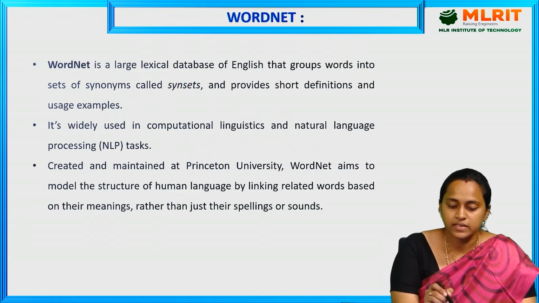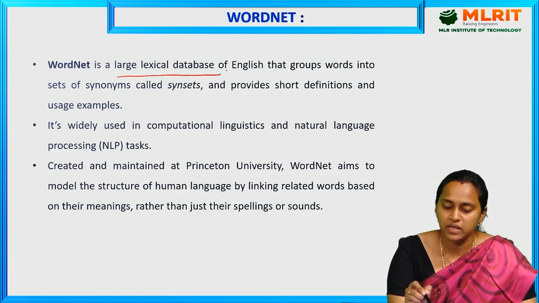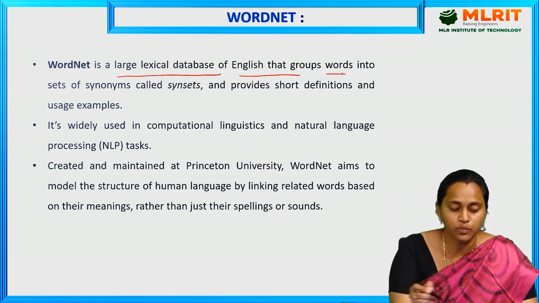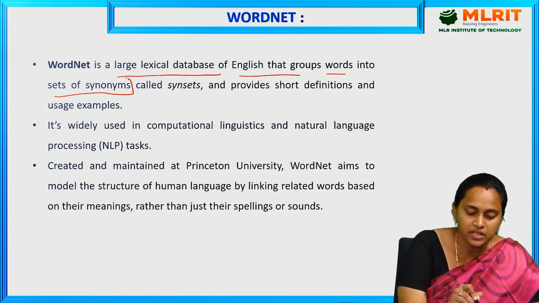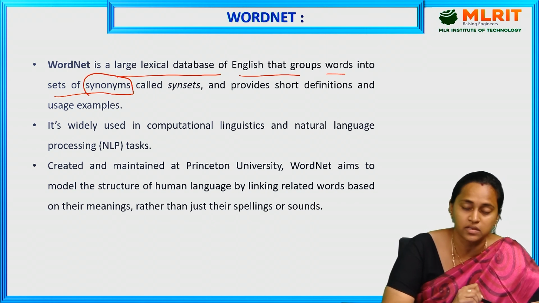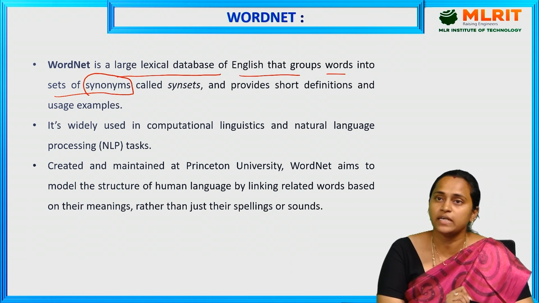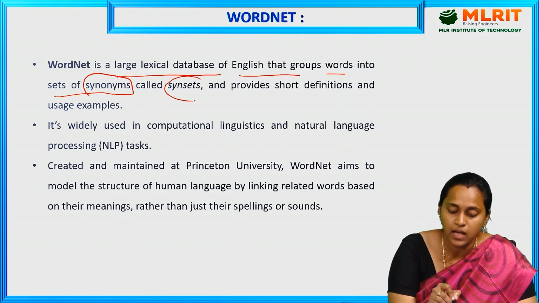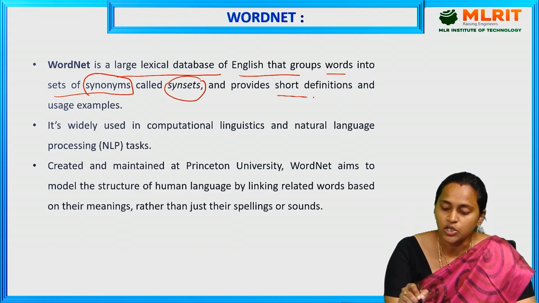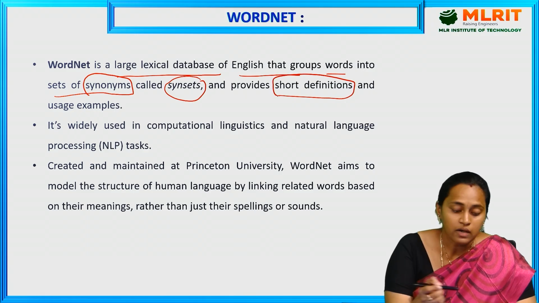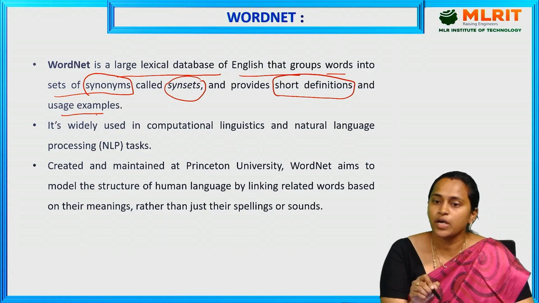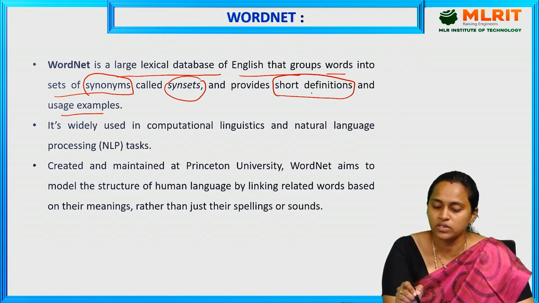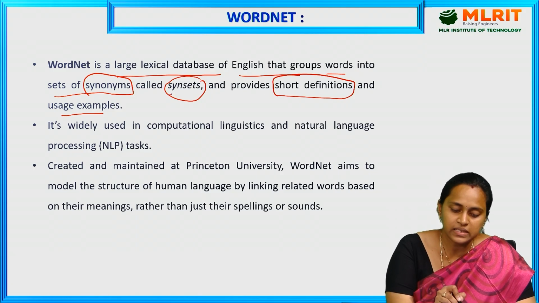We discussed that WordNet is a large lexical database of English that groups words into sets of synonyms. What is the meaning of synonyms? The English nouns, verbs and so on are grouped into synonym sets, called synsets, and it provides short definitions of the words. Whenever we are using a sentence, it contains some words, and the word has a definition, which is the meaning of that particular word. We call it a synset.